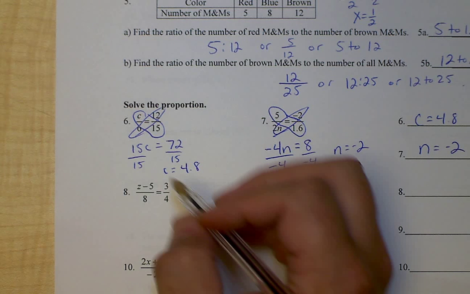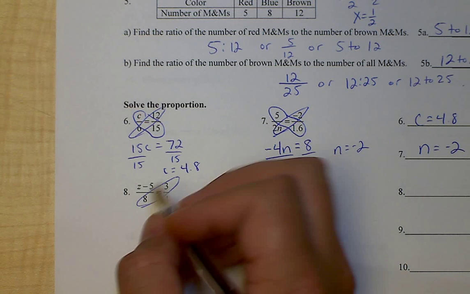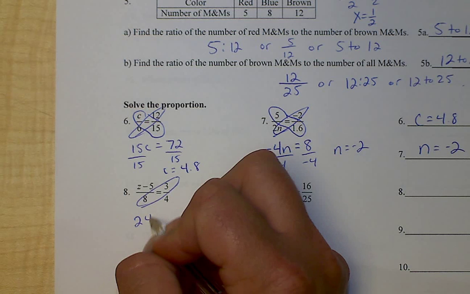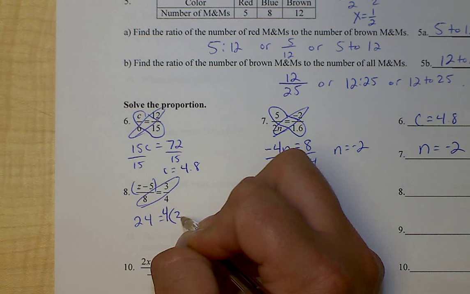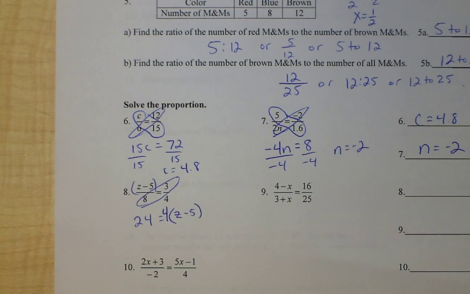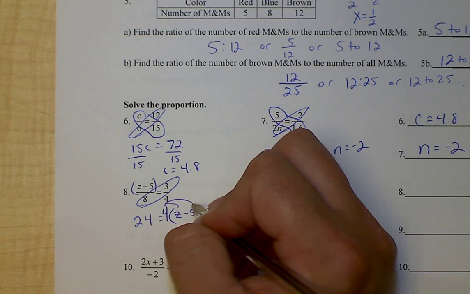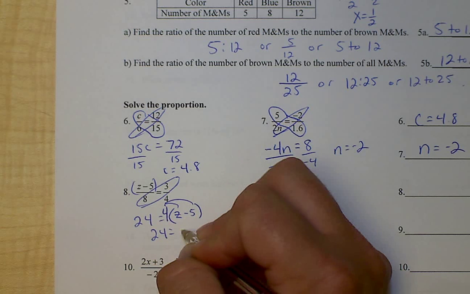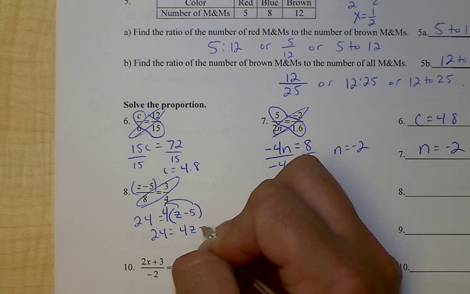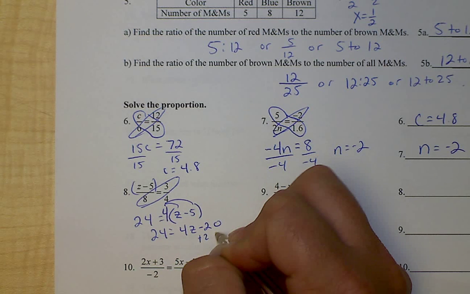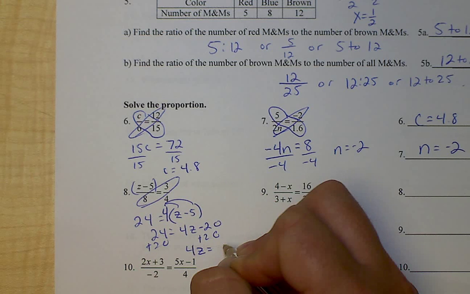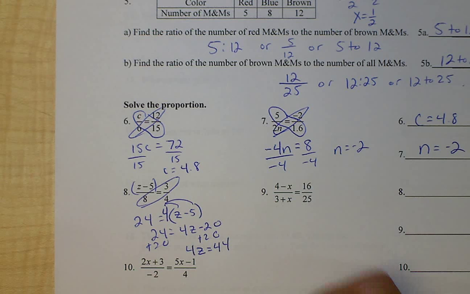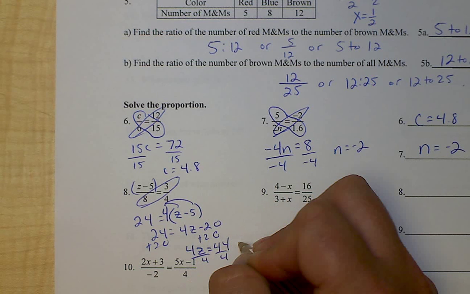Okay, over here I'm going to cross multiply again. So 8 times 3 is 24. And then I'm going to rewrite this with my parentheses just so I remember to distribute. So 24 equals 4z minus 20. I'm going to add 20 to both sides. So I get 4z equals 44. Divide by 4. So z equals 11.